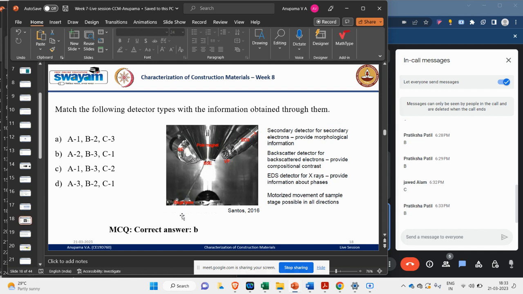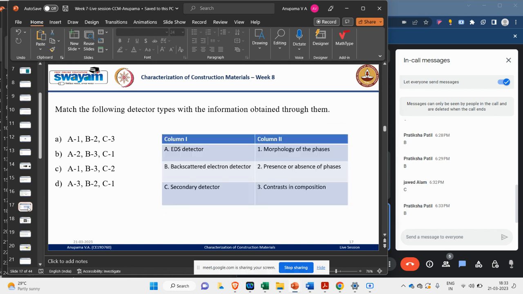The correct answer is option B. That is A2, B3, and C1. Let's see. A2: EDS detects the phases present or absent. B3: backscattered electron shows a contrast in the composition. And C1: secondary electron gives the morphology.